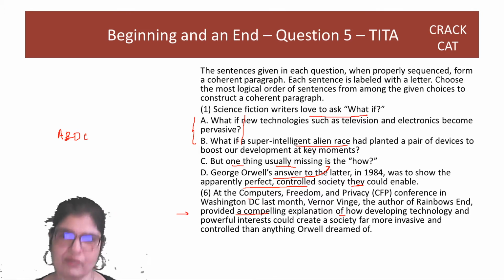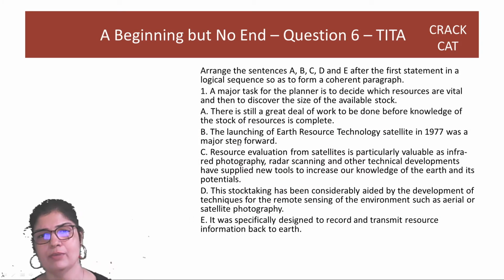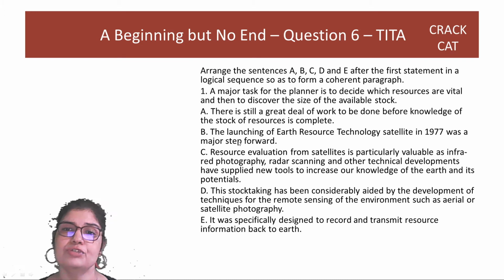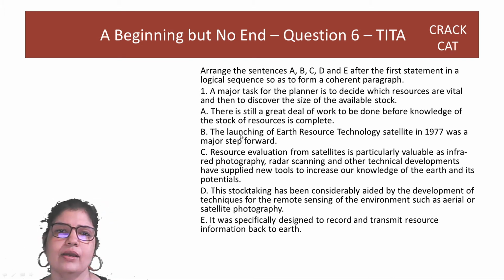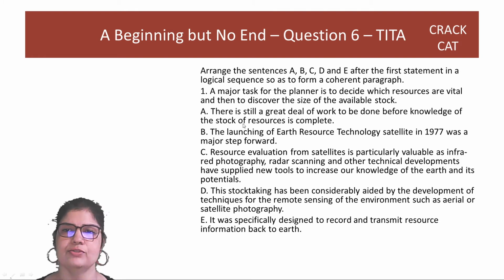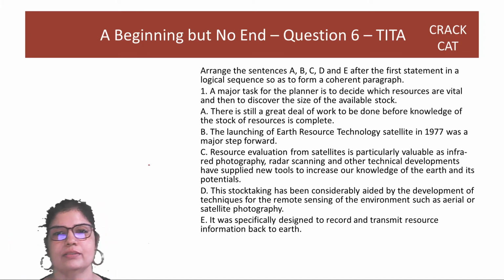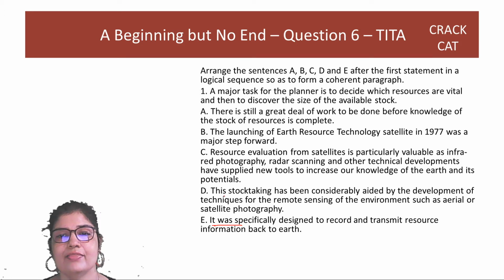Right? Great. Now we move to slightly more difficult jumble paras where you don't have an end. You just have the beginning. Okay. So great. Let's start off with the sixth one. A major task for the planner is to decide which resources are vital and then to discover the size of the available stock. It was specifically designed. This stock taking. So discover the size of the available stock. This stock taking. D has to begin.